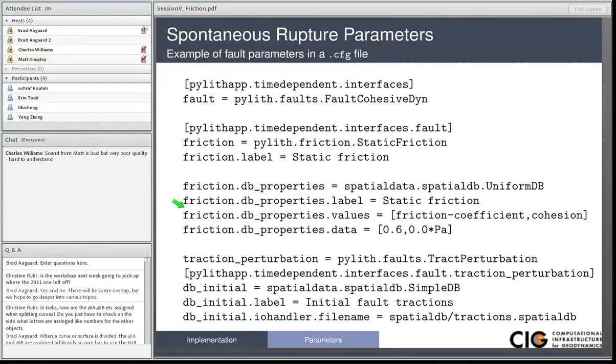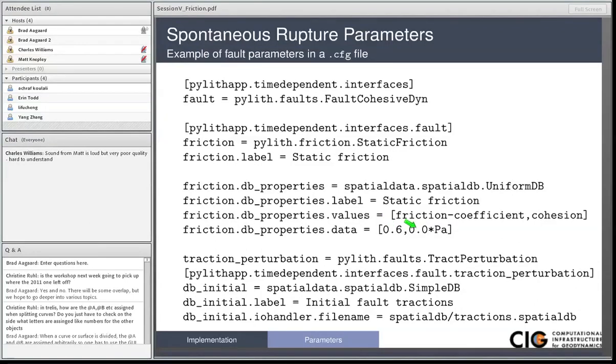So here we have the examples of our spontaneous rupture parameters in a .cfg file. So first, we set the type of fault to a fault cohesive dynamic object. We're going to set the type of friction that we have. We give it a label for which particular type of friction we want on a particular fault. Then we give it our properties for the friction model. So in this case, we're just going to use a uniform database. Because we have static friction, we have our coefficient of friction and our cohesion. We're going to use a static coefficient of friction of 0.6, a cohesion of 0 megapascals.